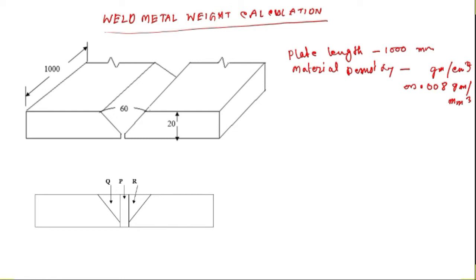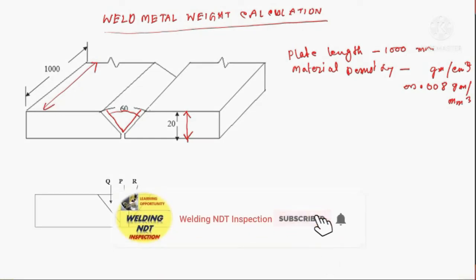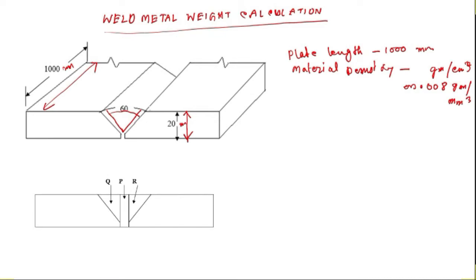So let's see here. This is your included angle, 60 degrees. Sorry, this is the thickness, and this is the length of the plate, 1000 mm. All dimensions here are in mm. So this is your single V joint. For a single V joint, how do you calculate the weld metal weight?